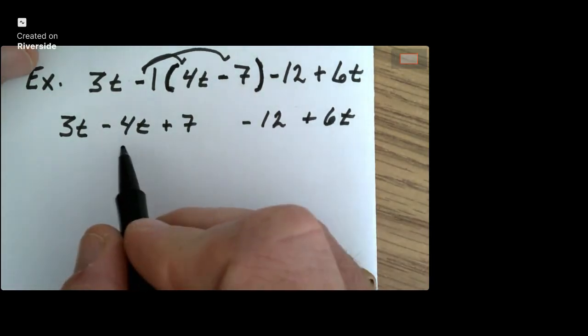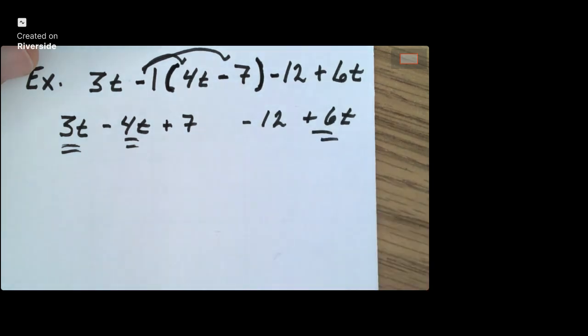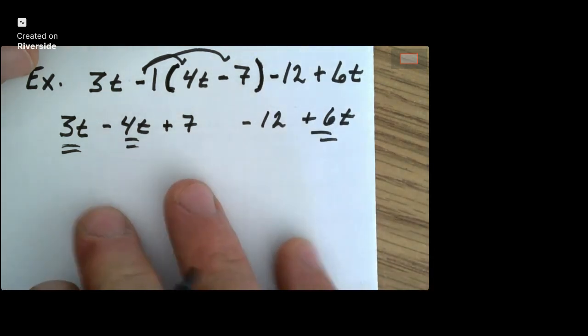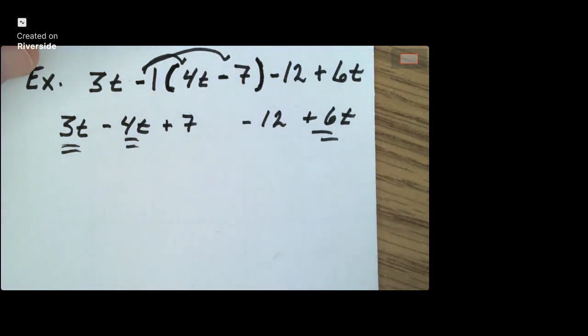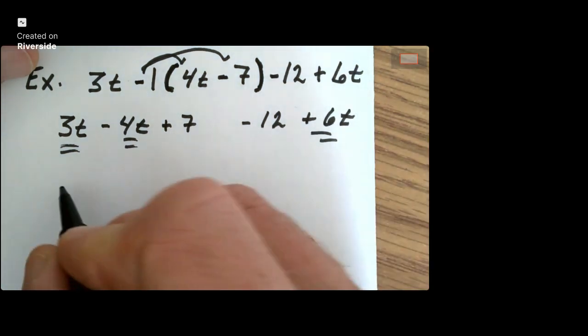Now we can identify our like terms. So let's run through here. We got a t term, another t term, another t term. So if we pull all three of those terms down and slide them together, that's going to turn into the expression 3 minus 4 plus 6. And those are t terms, right? So 3 minus 4 gives us -1 t's, and then -1 plus 6 gives us +5 t's.